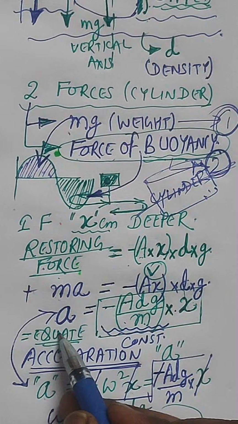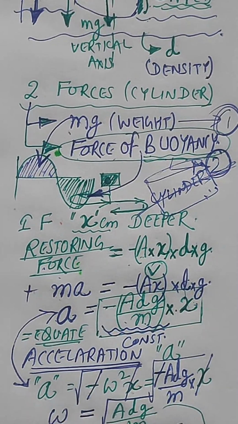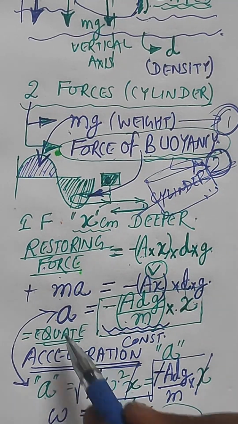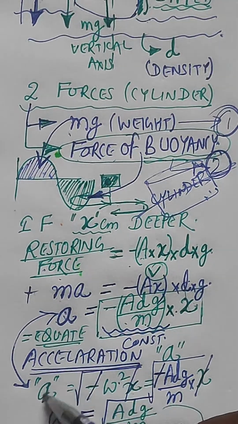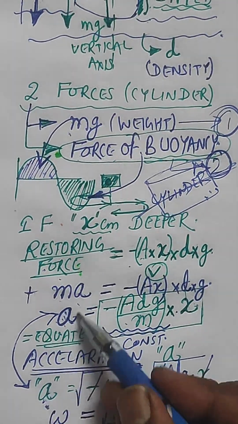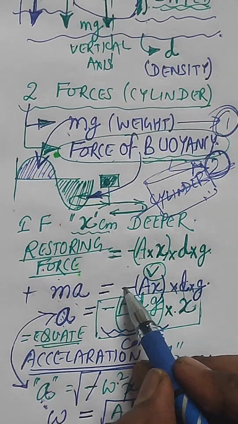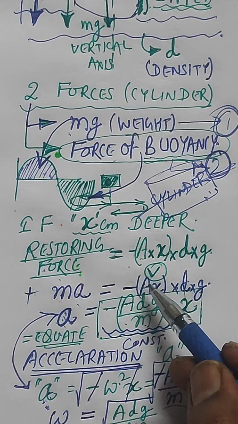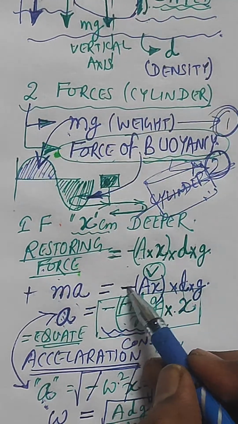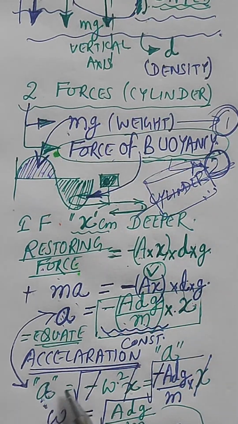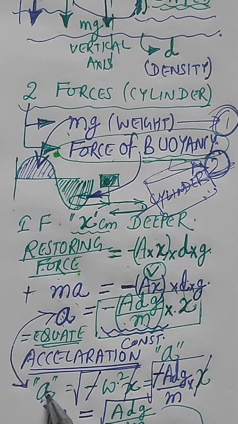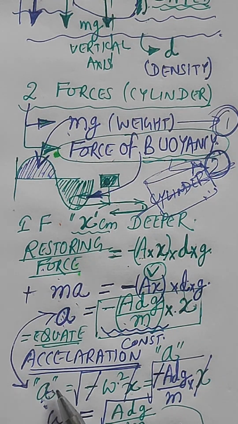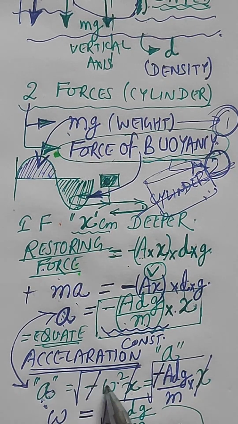And for a simple harmonic motion, the acceleration of any body is given as minus omega square x, right? Just equate this with this acceleration because both are accelerations. You have seen this negative sign: the negative sign indicates acceleration a and x are in the opposite direction. So acceleration of a body executing simple harmonic motion is given by minus omega square x.